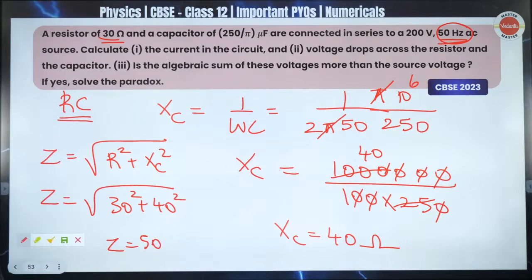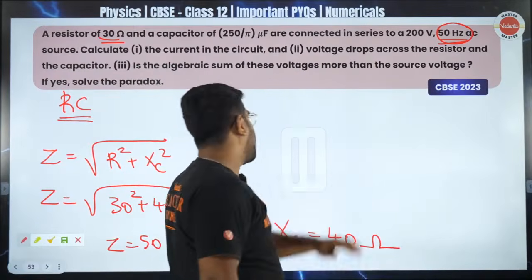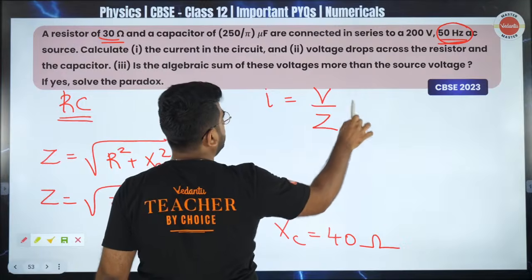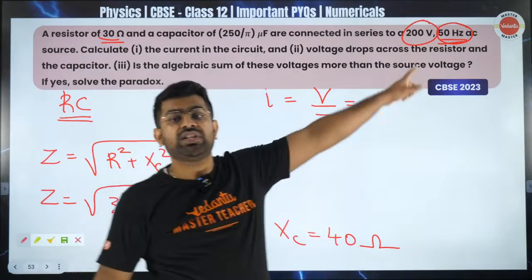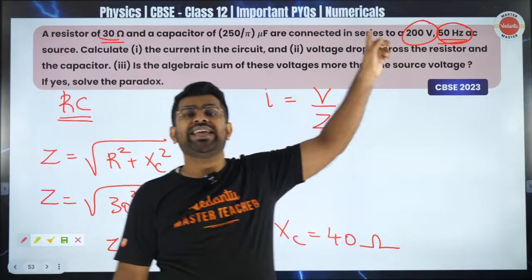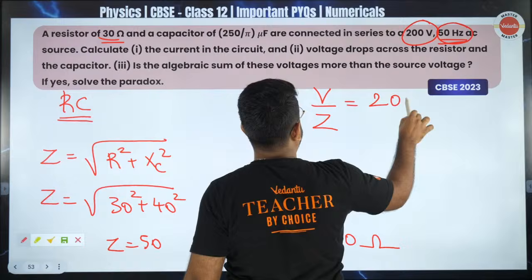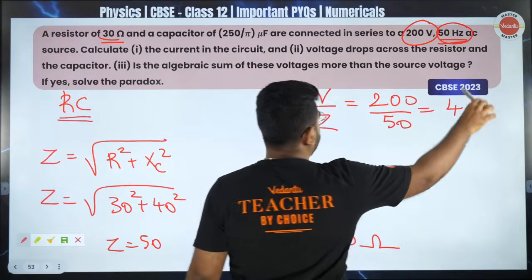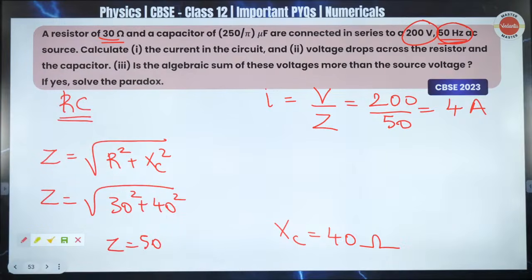So how much is the current? The current in the circuit is how much? Can we all figure it out? So current is equal to V by Z. So this is your RMS. What they gave is RMS. So the RMS value of current is going to be 200 by 50, which is equal to 4. So 4 ampere is the RMS value of the current. Correct?